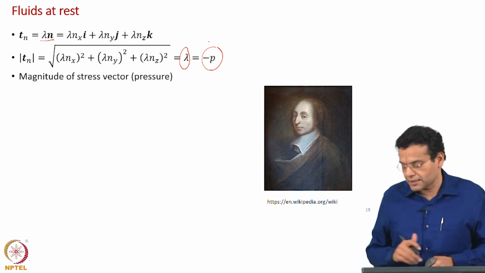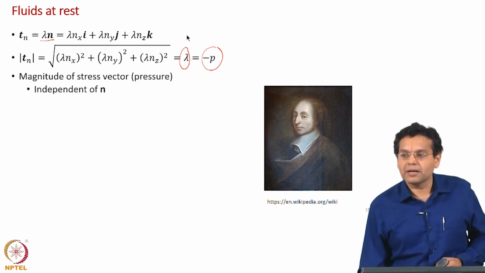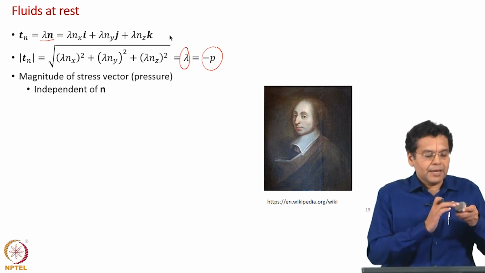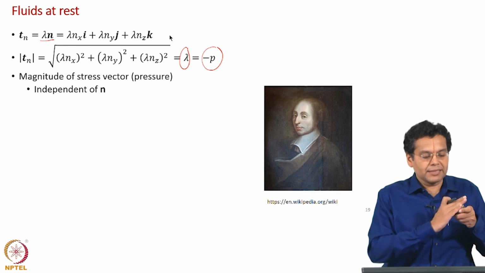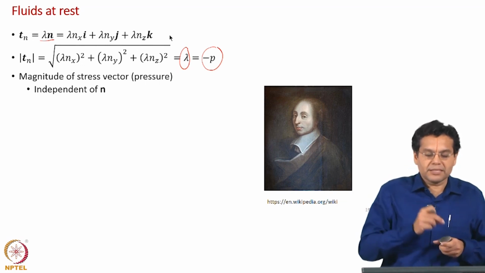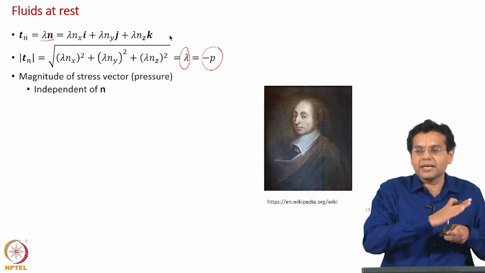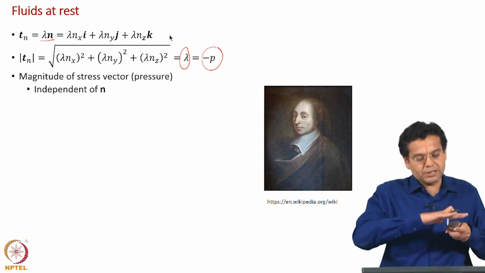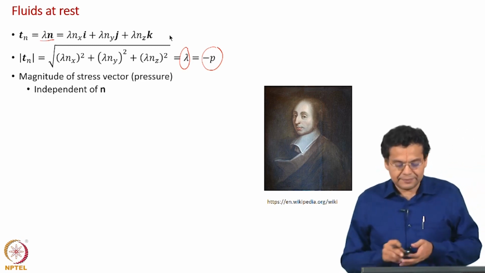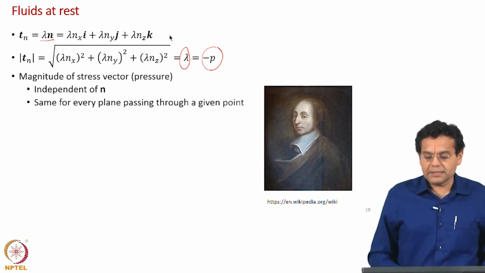But what is more important observation is that the right hand side does not depend on n, does not depend on the components nx, ny, nz. What does it mean? At the same point I can have a surface like this, I can have a surface like this, whatever be the angle of the surface, the magnitude of the stress vector, the pressure, is same and is independent of the orientation of the surface, be it this way, be it this way, be it vertical. So, the pressure acting is same for every plane passing through a given point.